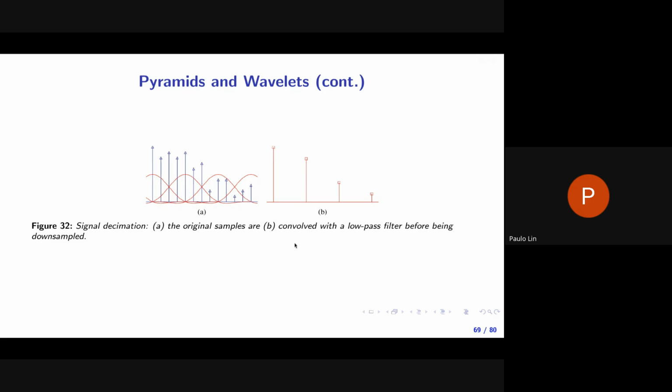But to accomplish this, first we have to convolve the original signal with a low-pass filter, because as you have seen in section 2, there is an aliasing effect if we just apply downsampling without low-pass filtering.